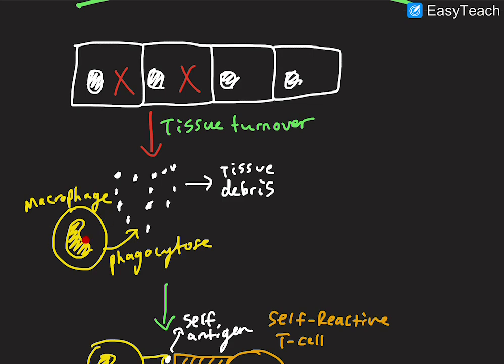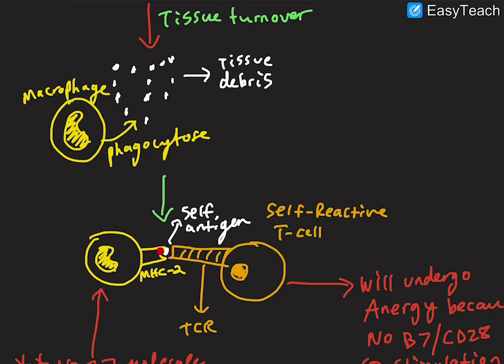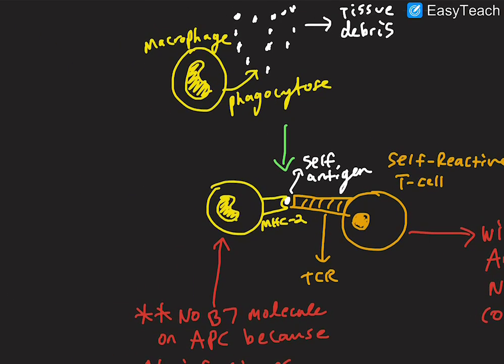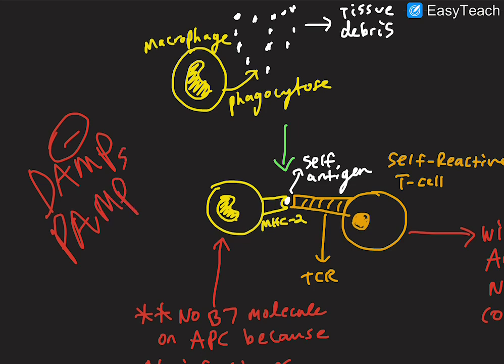Your macrophages can phagocytose and present it onto MHC2, which is a self-antigen now because it's your own tissue debris that it phagocytosed. And let's say you have a self-reactive T cell that escaped central tolerance from your thymus and is just in your circulation now. That self-reactive T cell can bind and recognize the self-antigen. However, there's no damage, no trauma, no infection, no inflammation, none of that. No damage associated molecular patterns, and no pathogen associated molecular patterns.